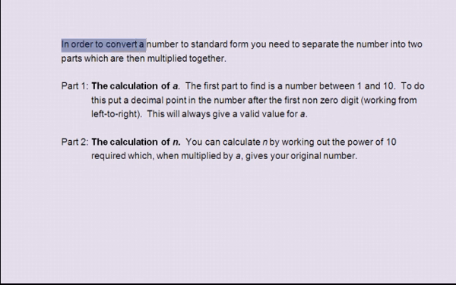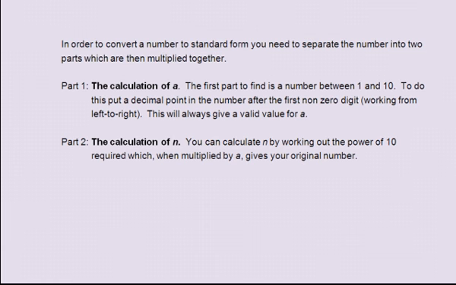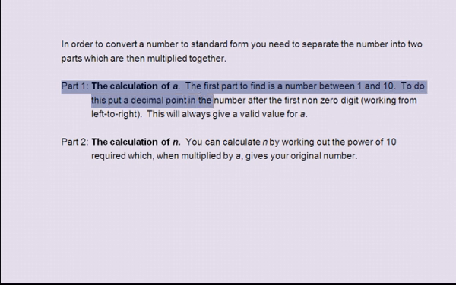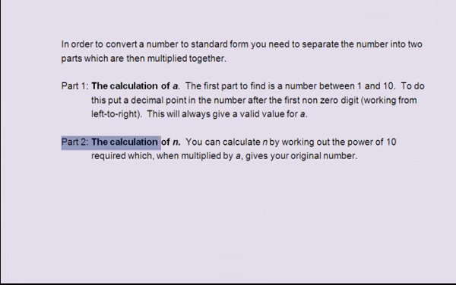In order to convert a number to standard form, you need to separate the number into two parts which are then multiplied together. Part 1. The calculation of a. The first part to find is a number between 1 and 10. To do this, put a decimal point in the number after the first non-zero digit, working from left to right. This will always give a valid value for a. Part 2. The calculation of n. You can calculate n by working out the power of 10 required, which, when multiplied by a, gives your original number.